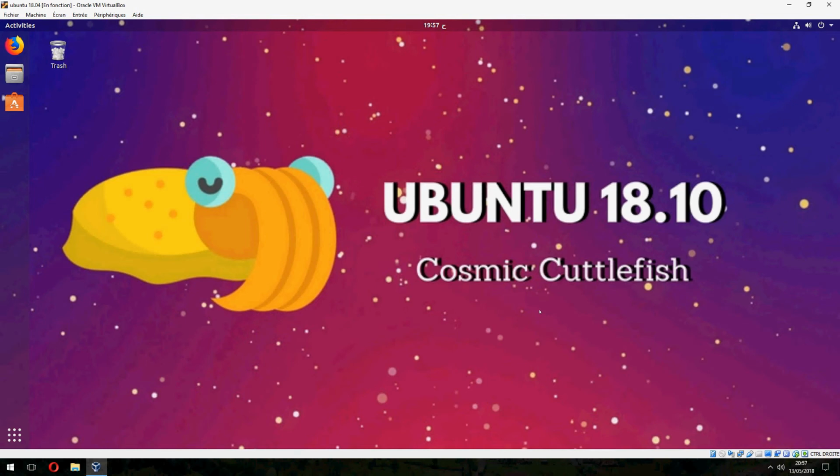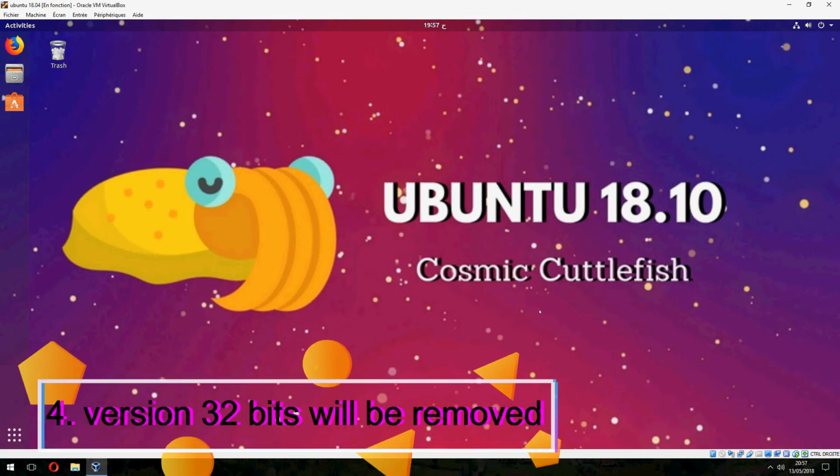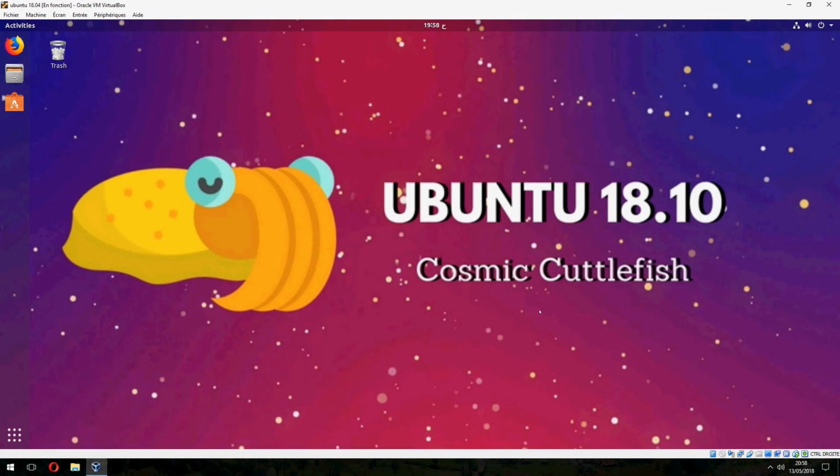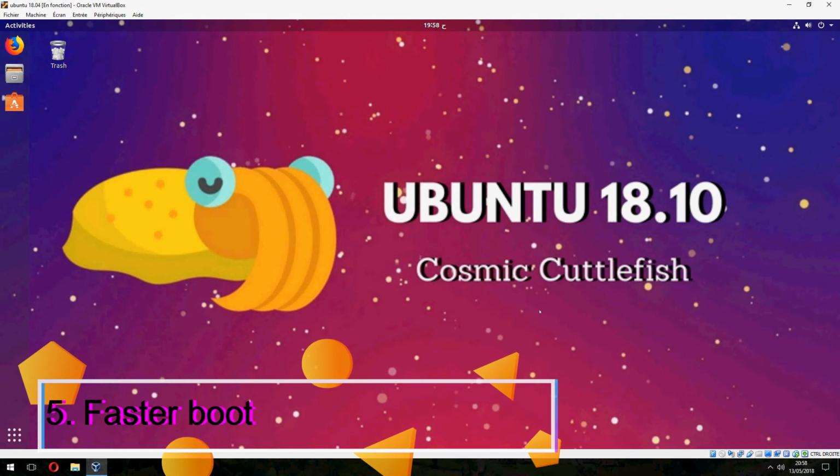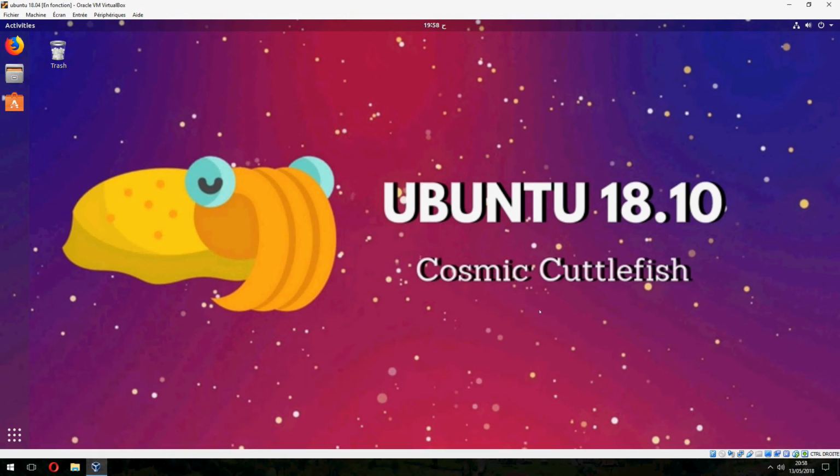And the next feature is that the 32-bit version will be removed. Ubuntu GNOME has stopped providing a 32-bit ISO by default. And the last feature is a faster boot with a new compression algorithm. New compression algorithms will be used, like LZ4 and ZSTD, which is supposed to give around 10% faster boot.